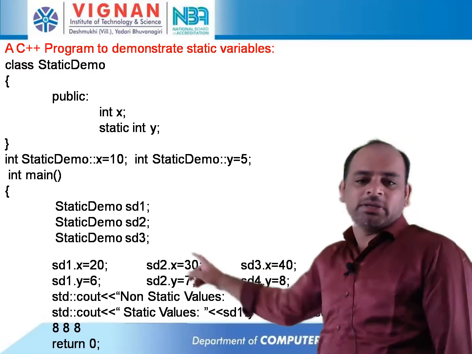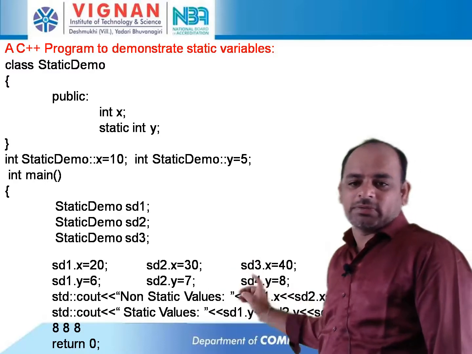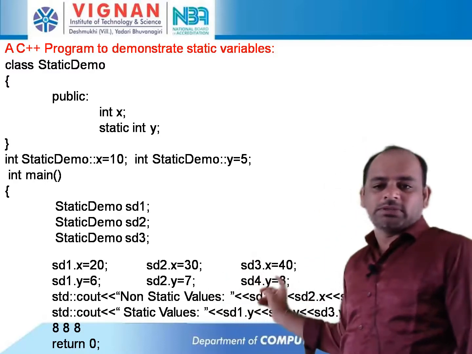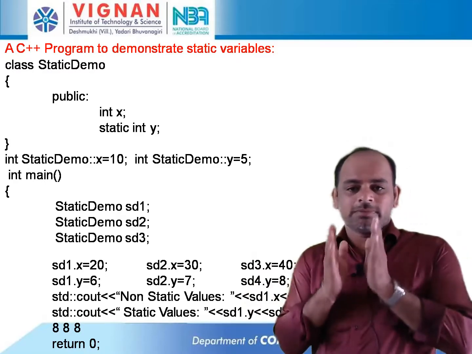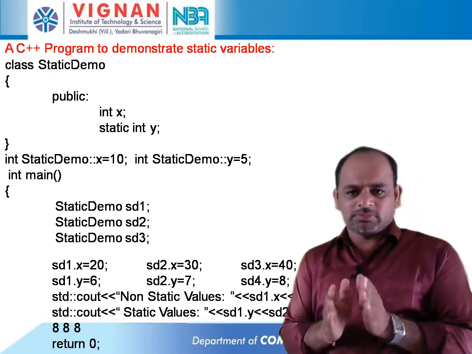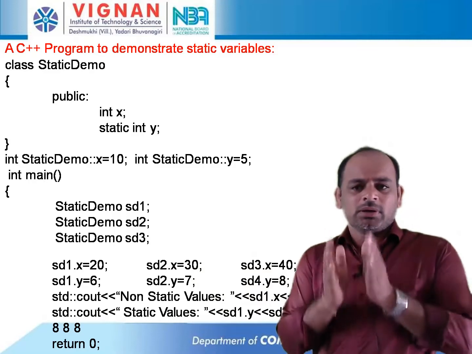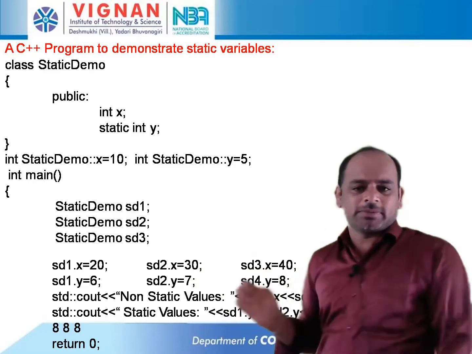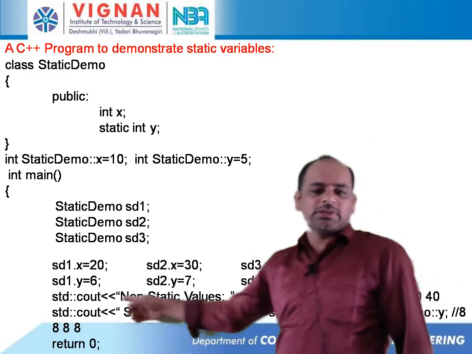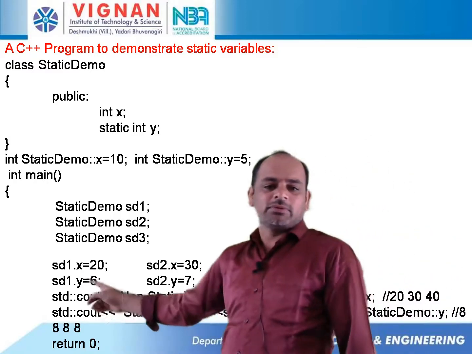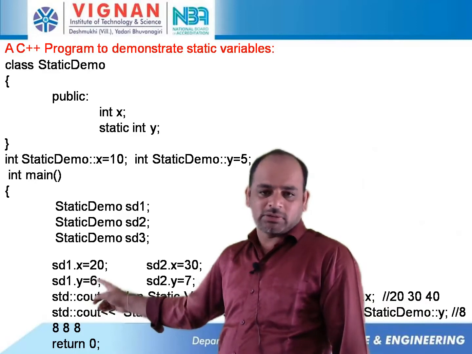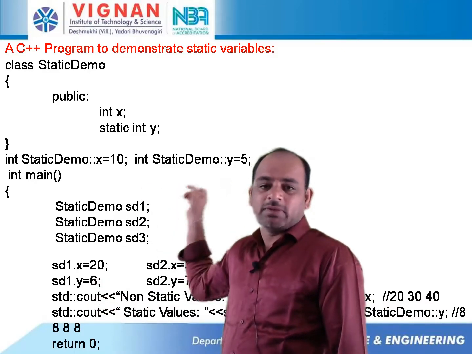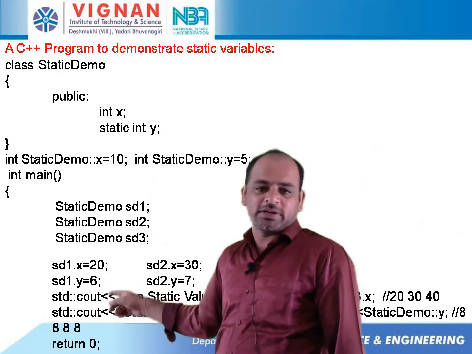So which will display 20, 30, 40. But y is what here? A static variable, so only one copy of that memory is created. That's why all objects must share the same copy. Because of that, SD1.y equal to 6 is initialized with value 6 now. Initially it was 5, and 5 is replaced by 6.